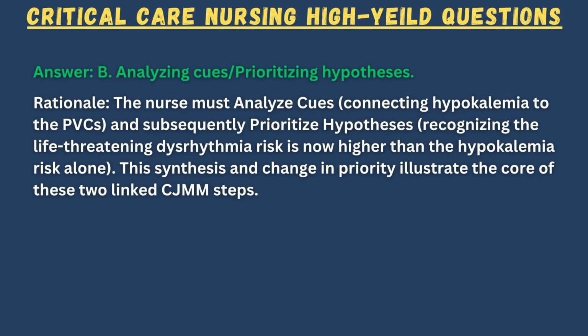Rationale. The nurse must analyze cues connecting hypokalemia to the PVCs and subsequently prioritize hypotheses, recognizing the life-threatening dysrhythmia risk is now higher than the hypokalemia risk alone. This synthesis and change in priority illustrate the core of these two linked CJMM steps.